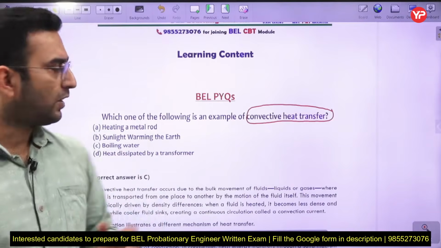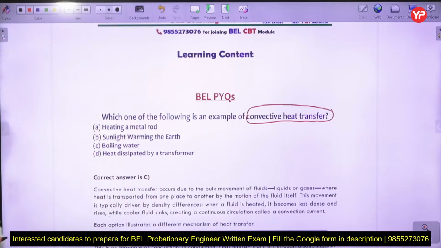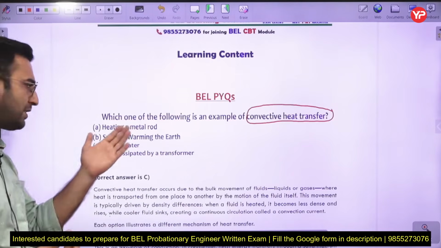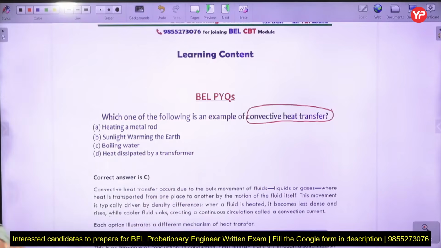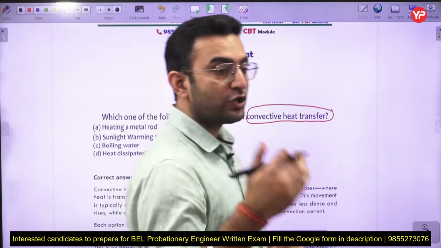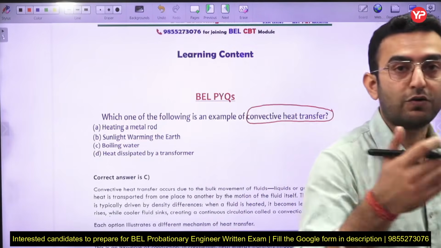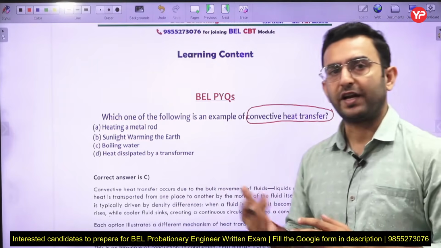If you observe this, what is given to us: heating a metal rod. Is it an example of convective heat transfer or not? You have to mark. In convective heat transfer, the required condition is that heat has to be transferred from a solid body to a fluid, or from a fluid to a solid body, or I can say due to the bulk motion of the fluid.